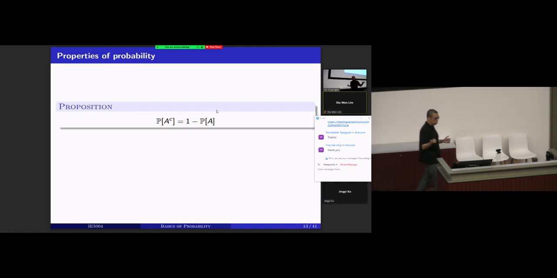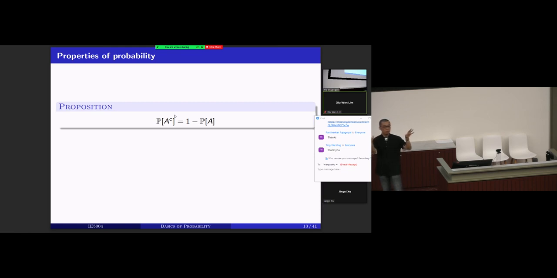So you perform the random experiment. The outcome is either in A or not in A each time, right? If it's not in A, it must be in A complement, right? So in other words, each time, either A occurs or A complement occurs, no matter how many times you perform this random experiment. Because of this property, if you think of the relative frequency, then after each time, the relative frequency of A plus the relative frequency of A complement must be equal to 1.